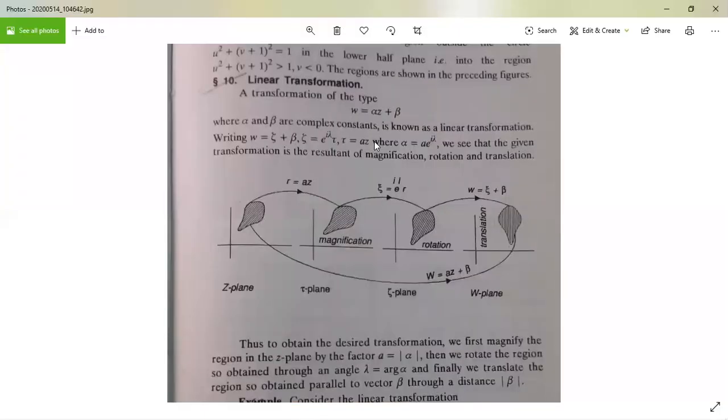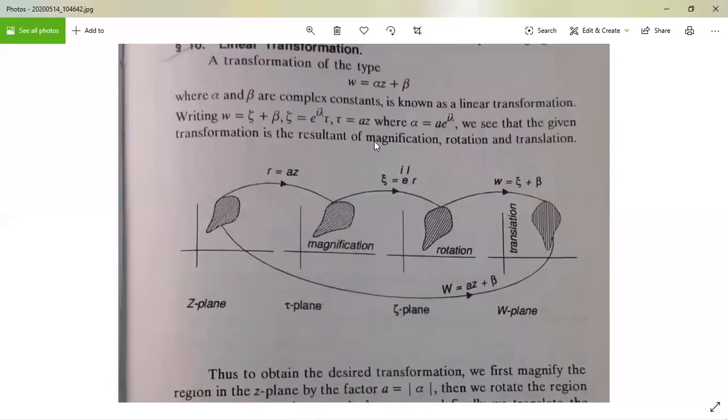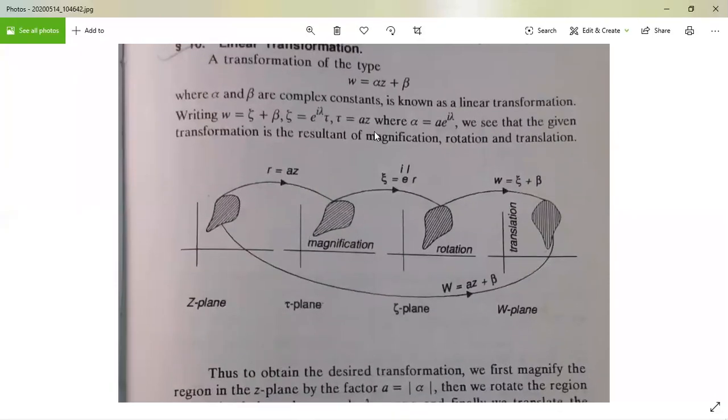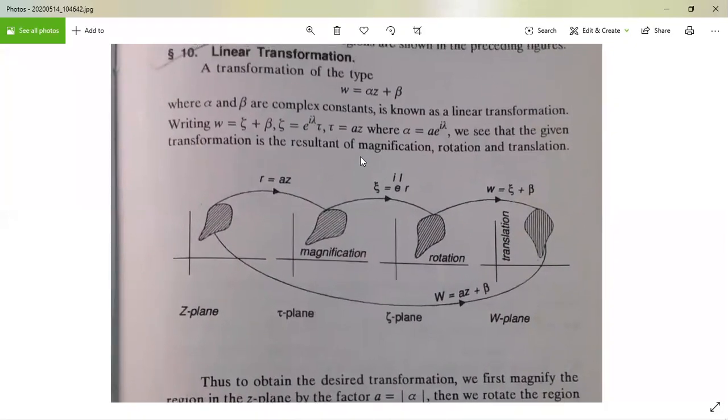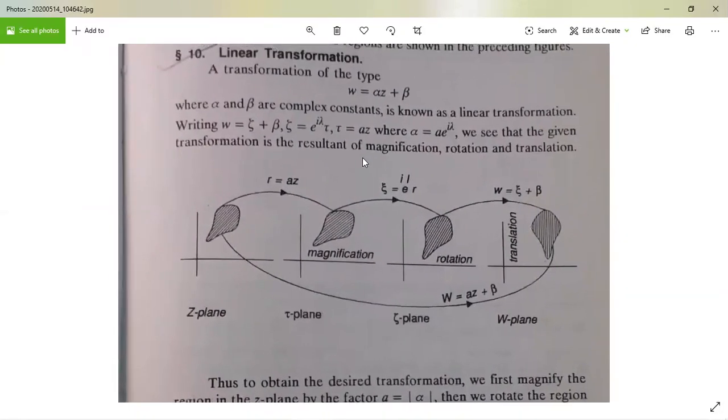Now, linear transformation. The linear transformation of the type omega equals alpha z plus beta. I will see the transformation part by part, but here we will see the combination of these. First one is the linear transformation. That means when we take the transformation as omega equals alpha z plus beta, where alpha and beta are complex constants, it is known as a linear transformation.